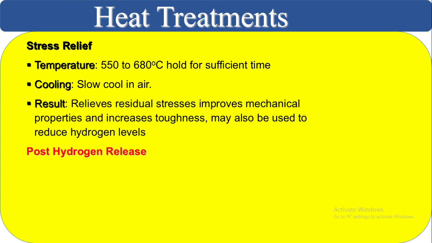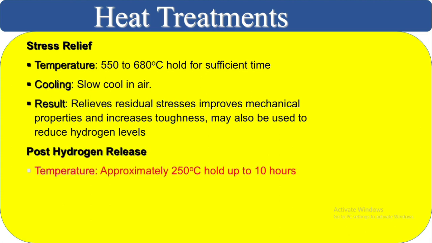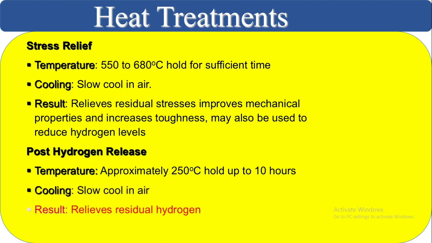Post hydrogen release, this is very important. We do this heat treatment in industry, the post hydrogen release. How do you do it? The temperature should be approximately 250 degrees centigrade, held for up to 10 hours. You first have to reach 250 degrees centigrade, then hold for 10 hours. After the 10 hours finish, you cool that material slowly in air, and the result is relief of residual hydrogen. Wherever residual hydrogen is there, it will be relieved by this post hydrogen release treatment.